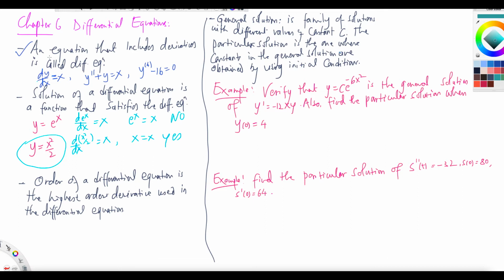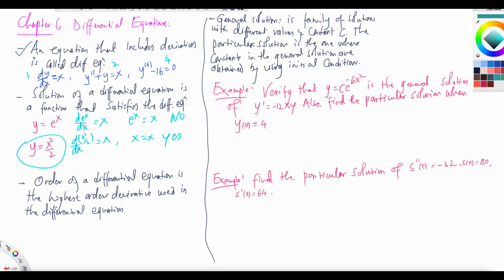The next thing is the order of a differential equation, which is the highest derivative used in the differential equation. We already discussed that. So this has order 1, this has order 2, this has order 4, right? So order is the highest derivative used in the differential equation. Next is the general solution and the particular solution. Look at this. In this example, if you write y equals x square over 2, this is a solution.